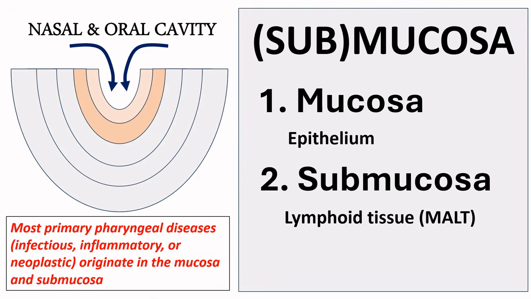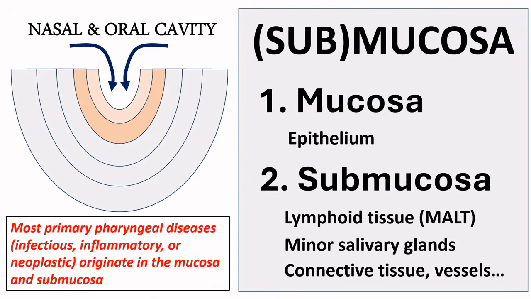This explains why one of the tumor types we can find in the pharynx is oral lymphomas, because we have mucosa-associated lymphoid tissue in the submucosa. We will also find in the submucosa minor salivary glands, and this explains why another tumor type that can be encountered in the pharynx are the aggressive and malignant minor salivary gland tumors. Finally, as already mentioned, we have some connective tissue and vessels there.